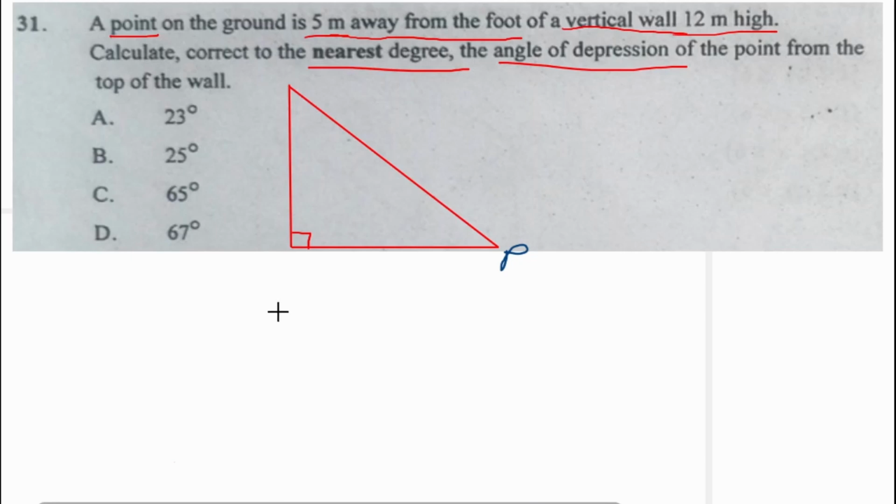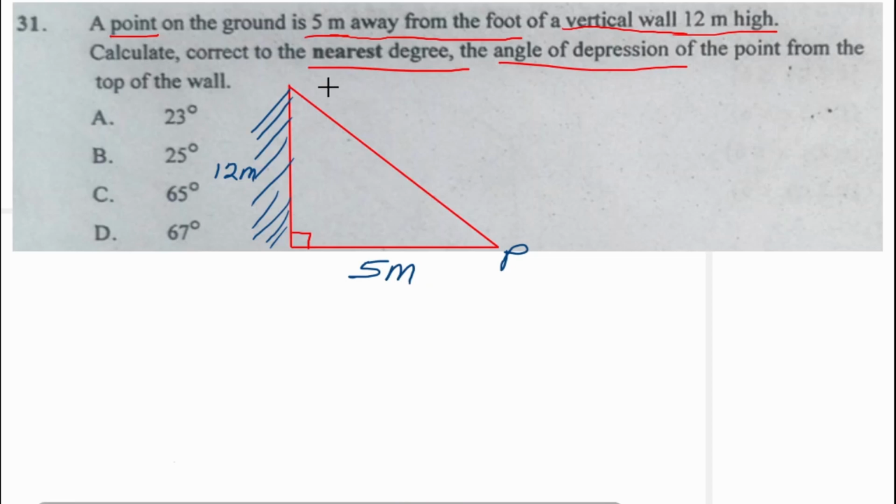And the question says that point is 5 meters away from the foot of a vertical wall. So let me take this to be my vertical wall, and then from the foot of the wall here to the point is 5 meters. So I put 5 meters here. Then the question said the wall is 12 meters high, so this is 12 meters.